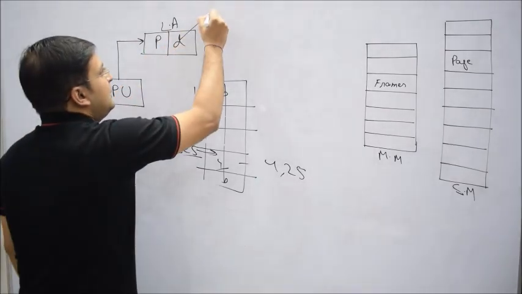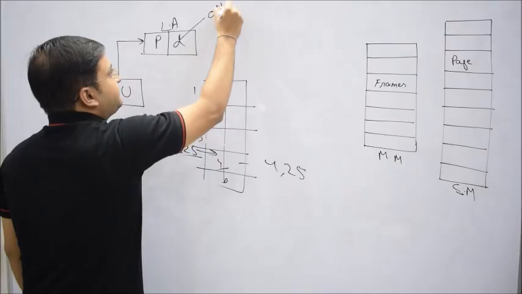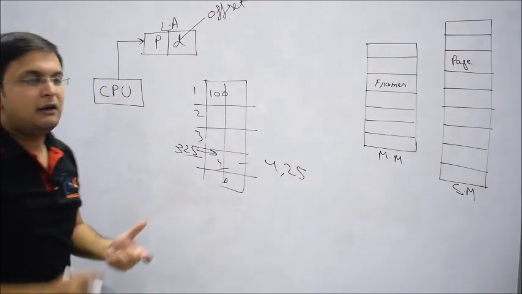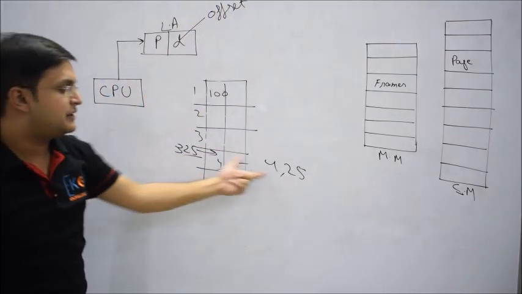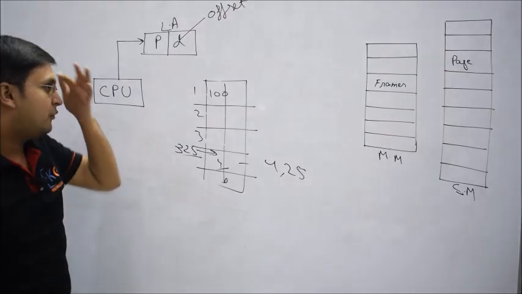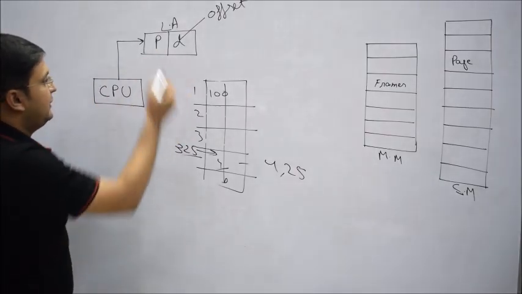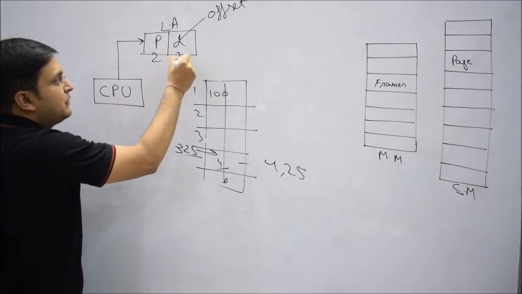So now D is the instruction offset. It will say I want to access instruction number this on page number this. Now you understand this thing. What will happen? Imagine it says okay, I want to access page number 2, instruction number 24.